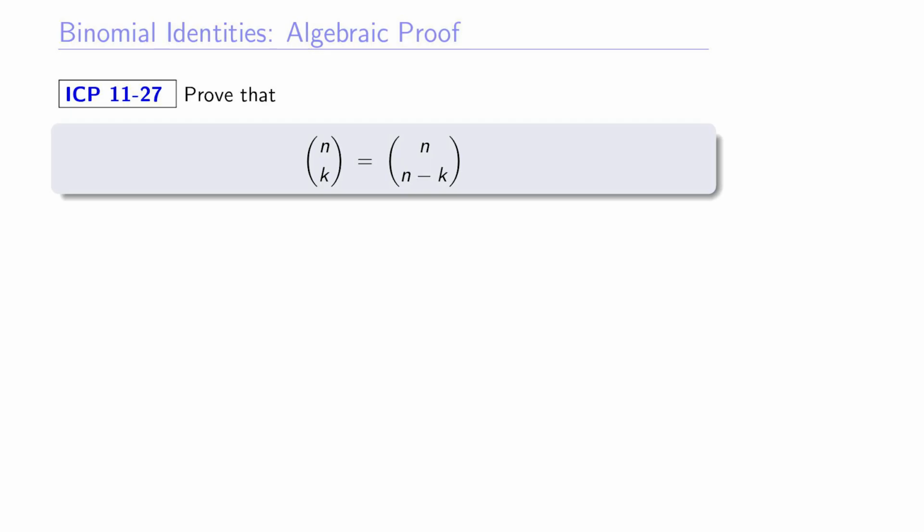Similarly, you can apply the same algebraic algorithm to evaluate n choose n minus k: n factorial divided by n minus k factorial, times k factorial, which is the same as k factorial times n minus k factorial. And you can see that these two are exactly equal, right? This is the left hand side, this is the right hand side, and they are equal. This is the ugly algebraic proof of this identity.